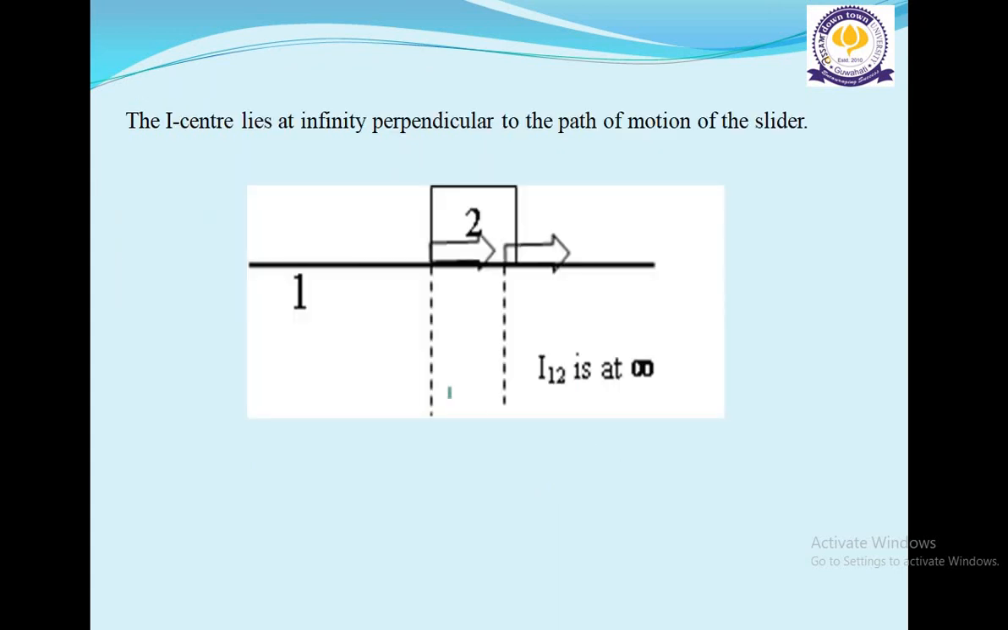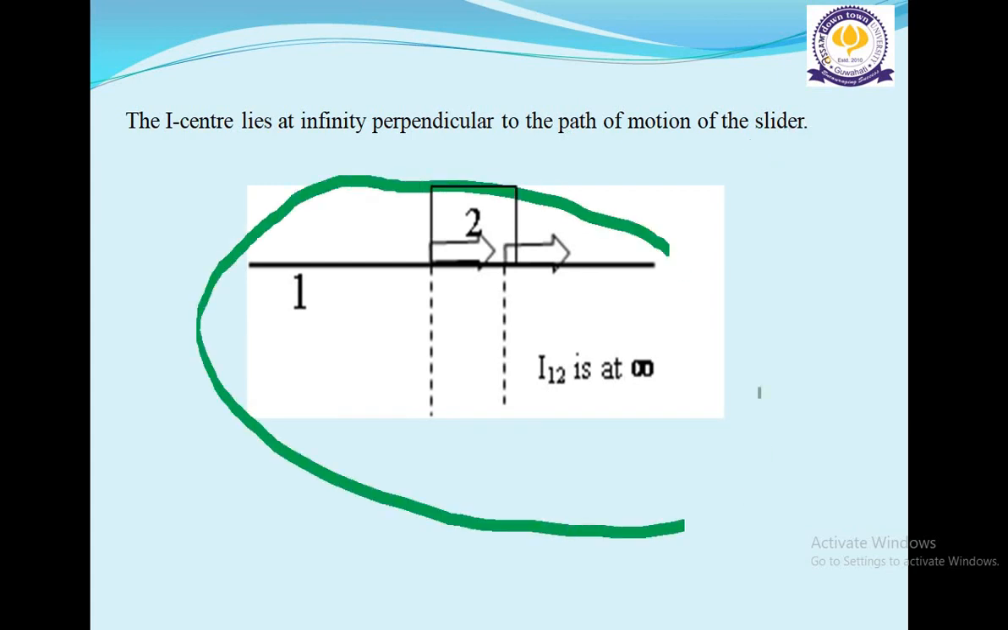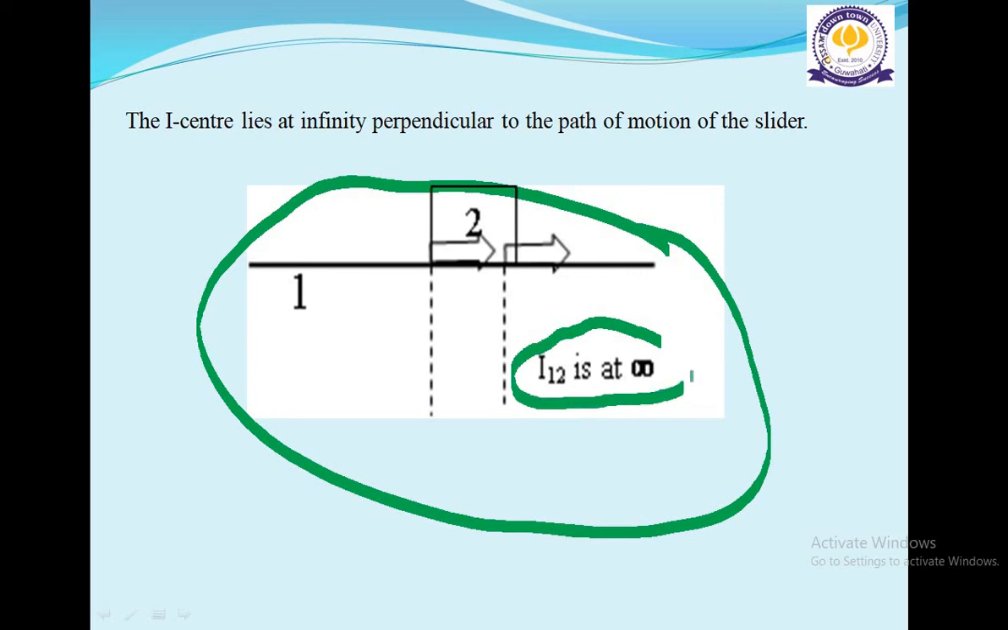Here the I center lies at infinity, perpendicular to the path of motion of the slider. So for this figure the I center lies at infinity, perpendicular to the path of motion of this slider. Here this is link 1, and if we consider this as link 2, then I12 is at infinity.